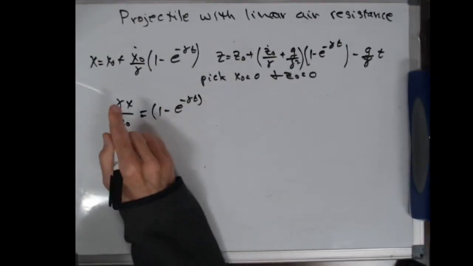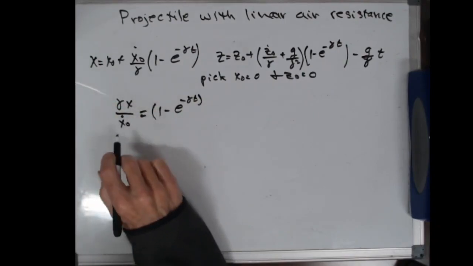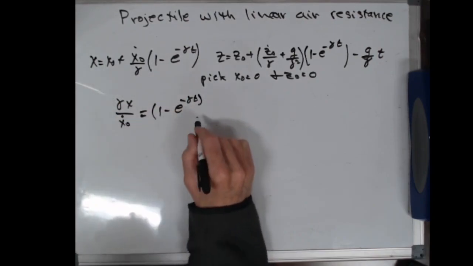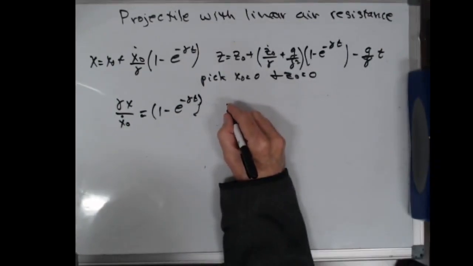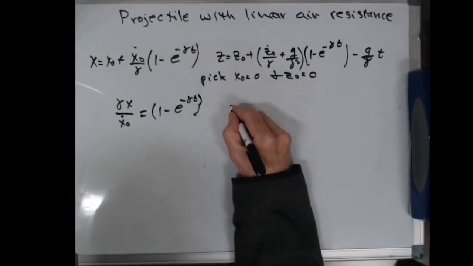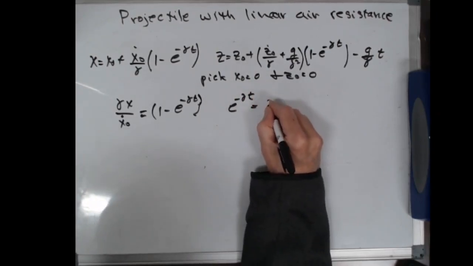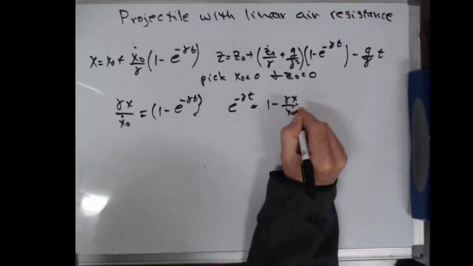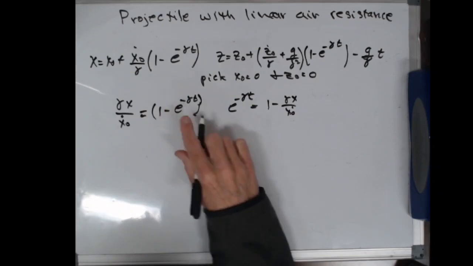So what I did here, let me clean that up just a little bit. I have a dot there, right? I just set x naught equal to 0, multiplied by gamma divided by x naught dot, and that left me with this on the right-hand side. And then I can say e to the minus gamma t is equal to 1 minus gamma x over x naught dot, right? I add that and subtract that.